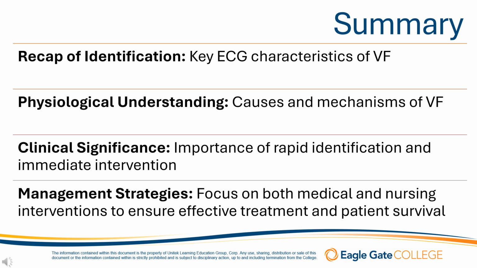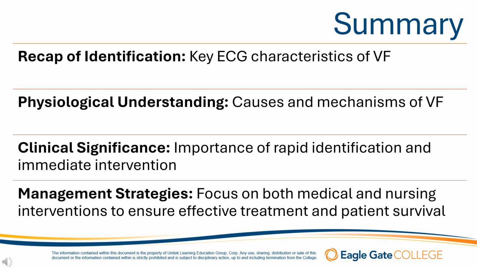Can be described as just a bag of worms. VFib occurs due to chaotic and rapid electrical impulses in the ventricles, leading to ineffective contractions. The heart muscle quivers rather than contracts, resulting in no effective blood flow and cardiac output.